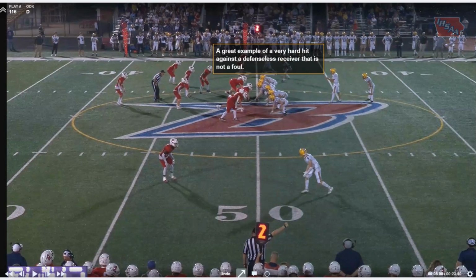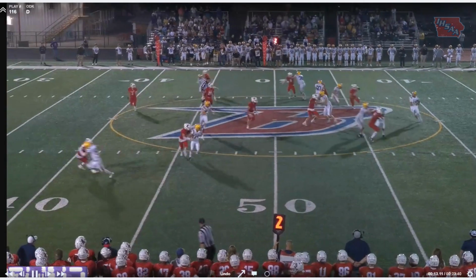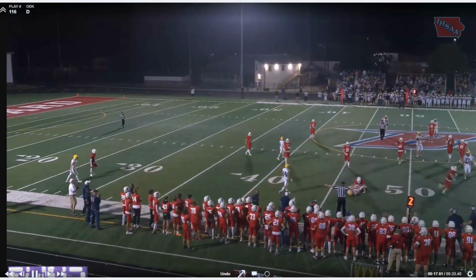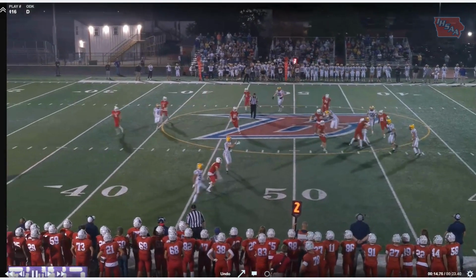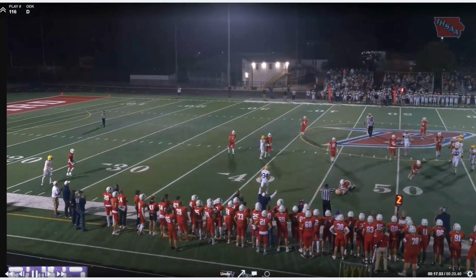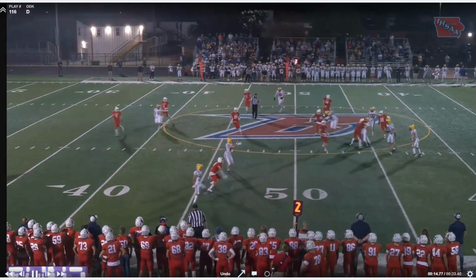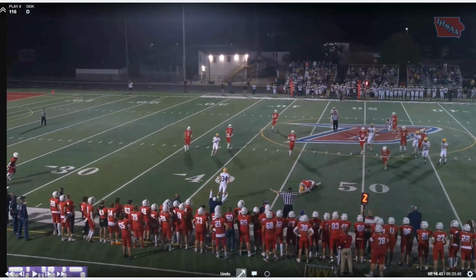A great example of a very hard hit against a defenseless receiver that is not a foul. This is probably the best example I've seen this year. So let's just take a look. Big hit, really big hit here on this player. Okay, and that is not a foul. Why is it not a foul? If we go back and take a look, because on the hit, he wraps up and takes him down. So when we wrap up, that's one of our criteria for having this not be a foul. This is a big hit, okay? And incomplete pass, wipe it out.